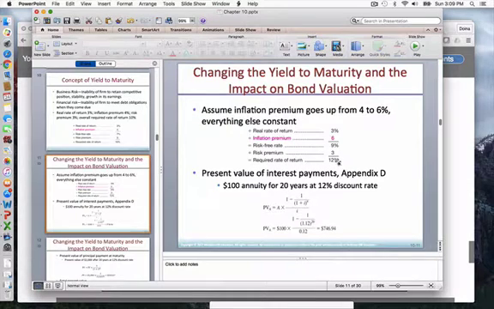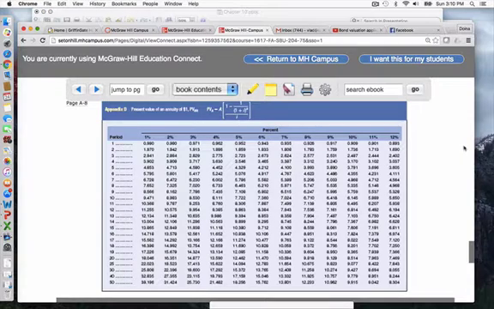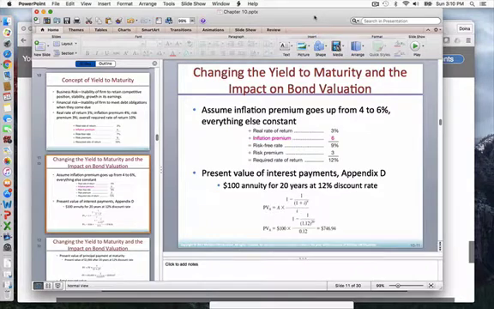So now we are going to use Appendix D to calculate the present value of a $100 payment per year at a 12% interest rate. So we have 100 times, we go into Appendix D and n equals 20, interest rate 12%. So that's the factor, 7.469. 7.469 times 100, that's the present value of my annuity payment.